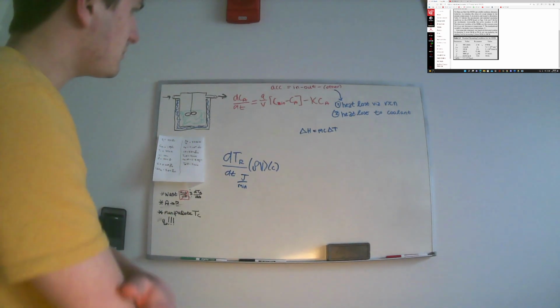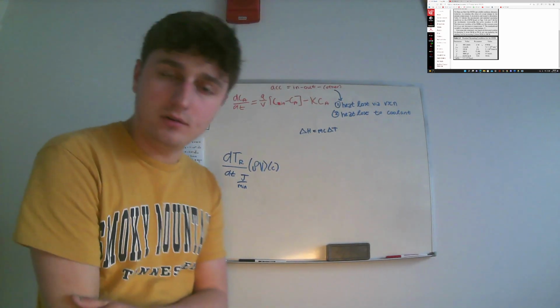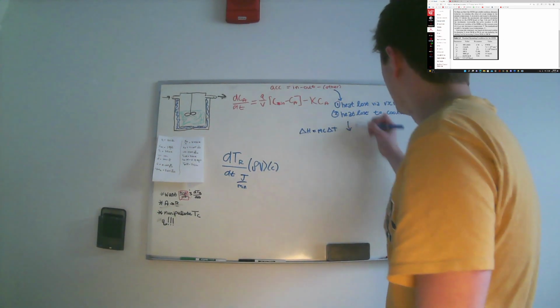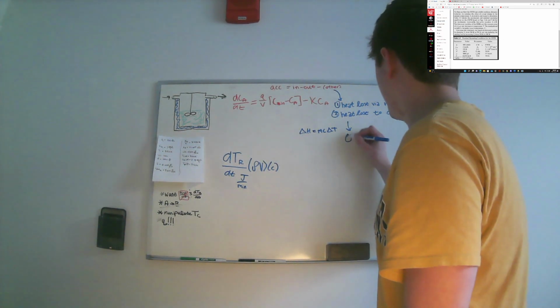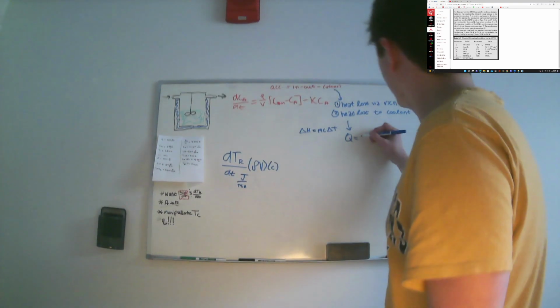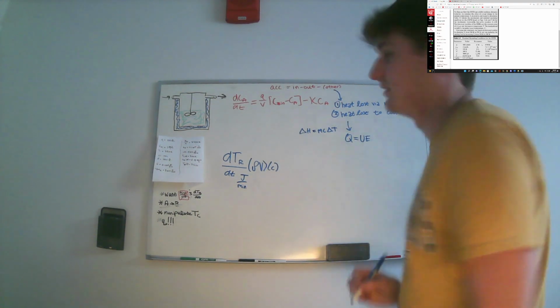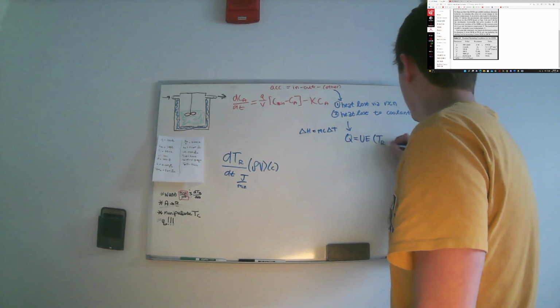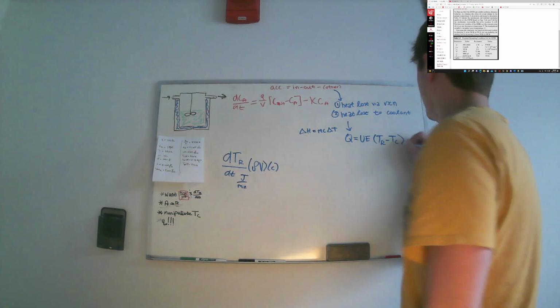Now, how are we going to figure out the heat loss to coolant? Thankfully, we have a relationship that we know. We'll call the heat loss big Q. The heat loss is going to be equal to some proportional constant, right, times the temperature of the reactor minus the temperature of the coolant.